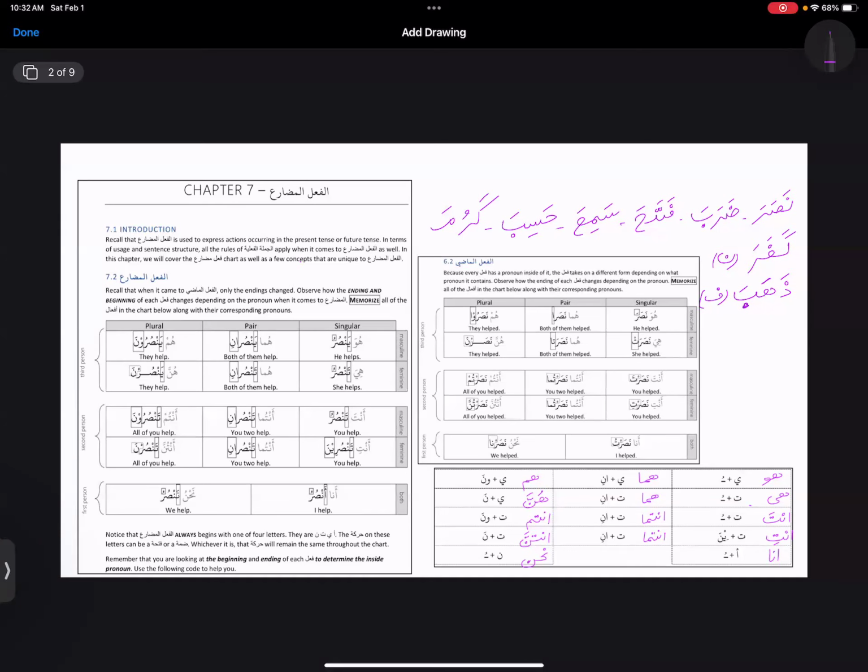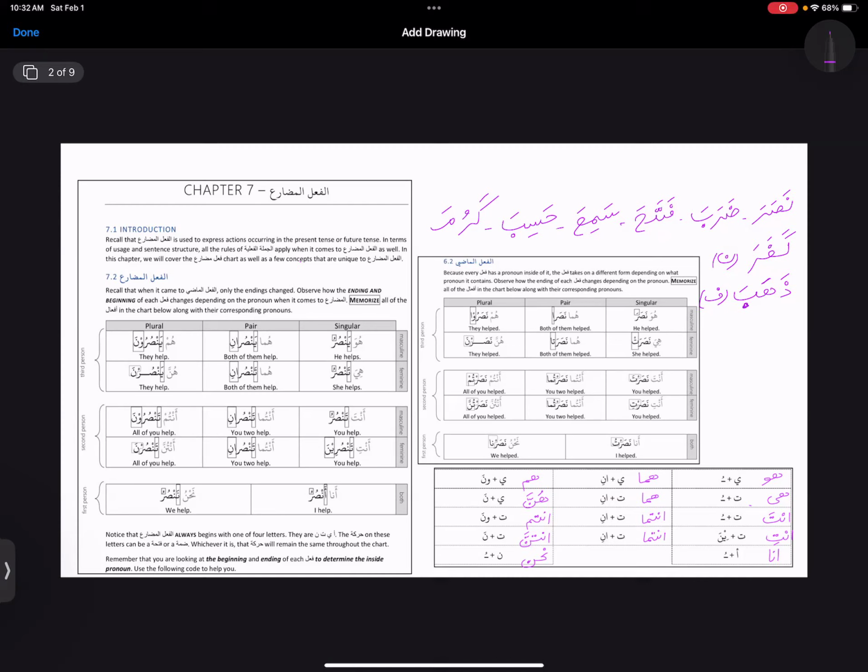So inshallah, today is going to be a revision day. I want you guys to master Fi'l Madi and Mudariya, right? So I see that you guys are struggling. So inshallah, let's review, and that is going to be helpful for everyone.